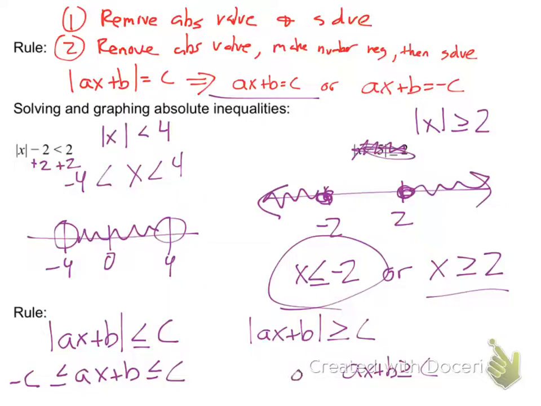Then you also have to go back and put or the ax plus b, flip the sign, so it's less than or equal to negative c. Okay? I'm going to move the or over just a little bit. So, what happens is that if you have absolute value inequalities, you have to eventually make negative c still, but you have to sometimes flip your signs.